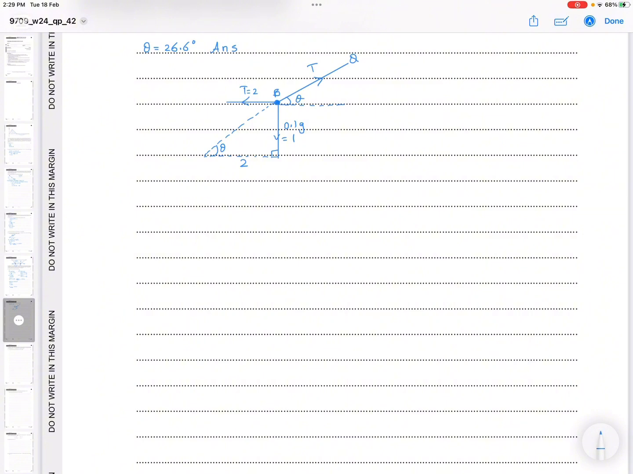So my hypotenuse is actually the tension in BQ. So tension in BQ, I can write square root of square of 2 plus square of 1. So this is 2.236, which is approximately 2.24 Newton.